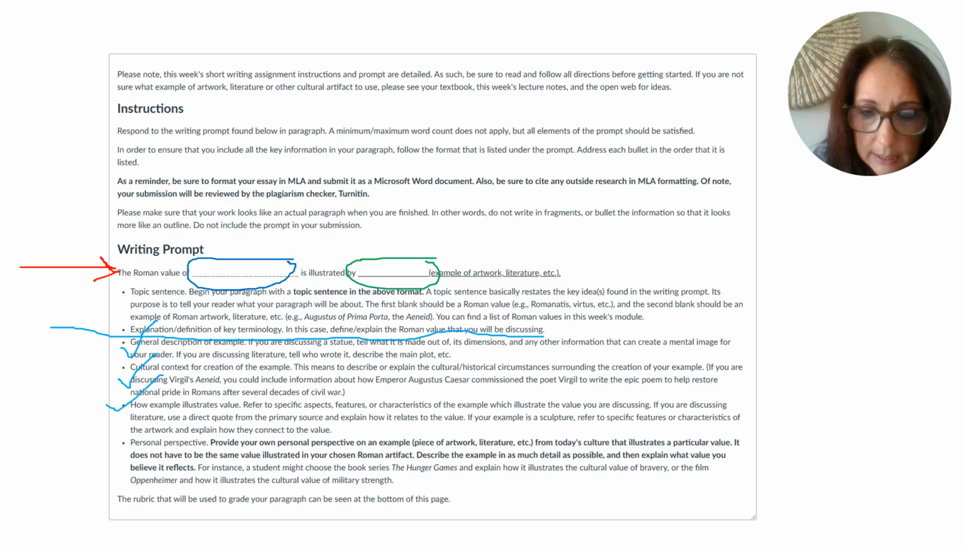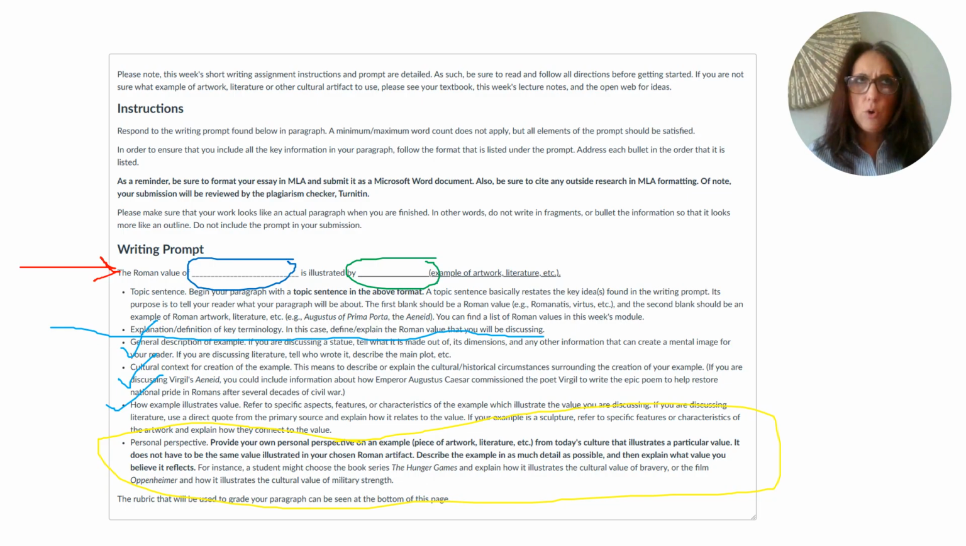When we get down to the bottom, this is the bullet where students seem to either not complete it or not quite complete it correctly. In this last bullet, you are going to turn that critical eye that you were just using for the Roman value in the Roman artifact, and you're going to turn it towards a modern value in a modern artifact. So you are going to consider a work. It could be literature, it could be art, it could be a TV show, a film, or a song, just something that you think represents a particular value in our culture.